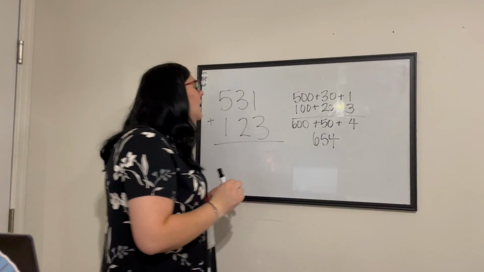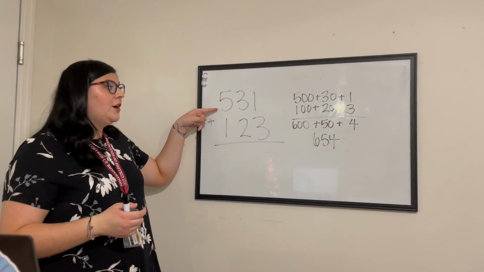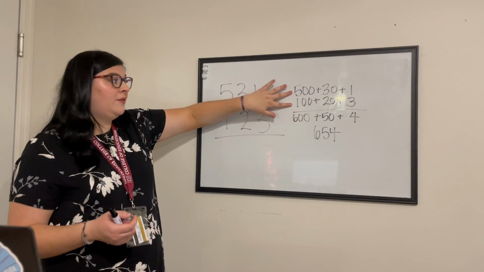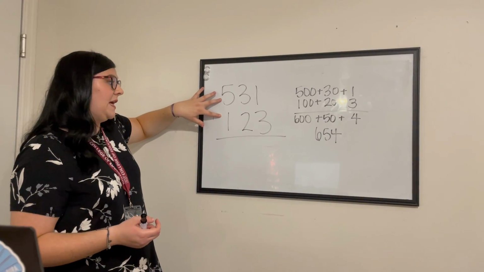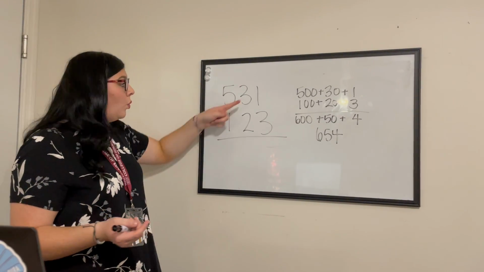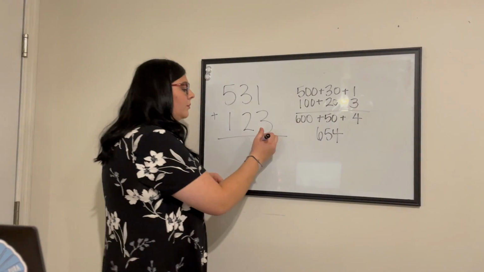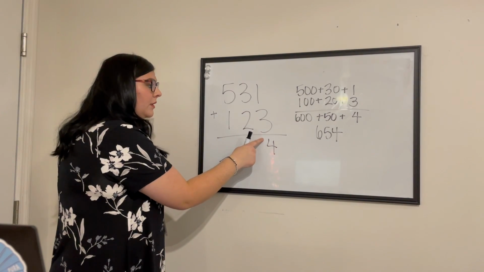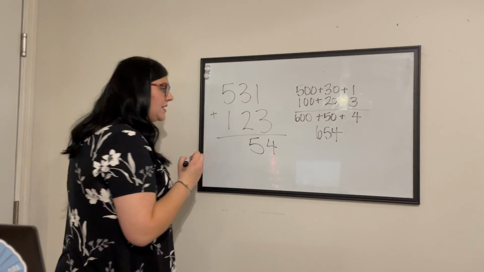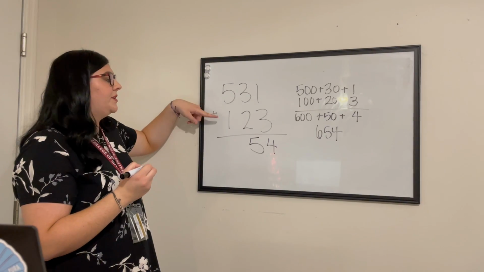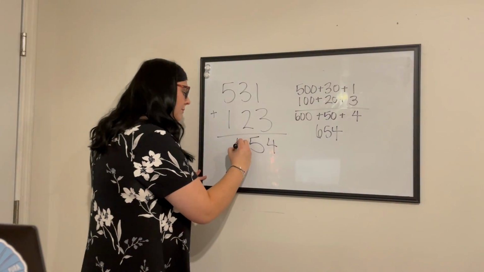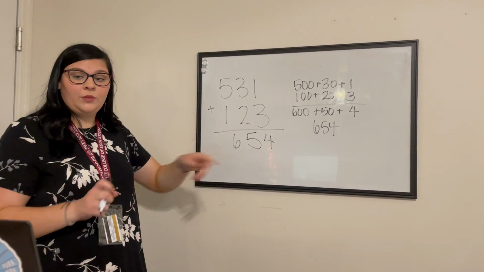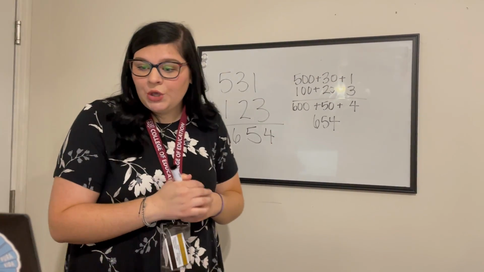654. Now, if we look over here, this is the same thing as this. This is our expanded forms added, and this is our standard forms added. So if we do it again, 1 plus 3, 4, 30 plus 20 is 50, and 500 plus 100 is 600. So we get 654.